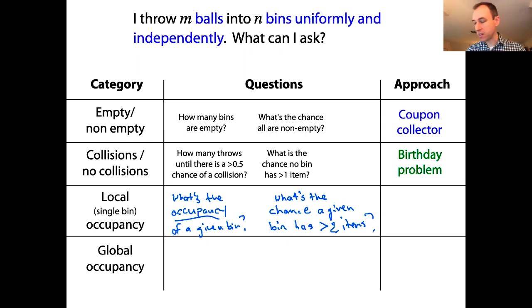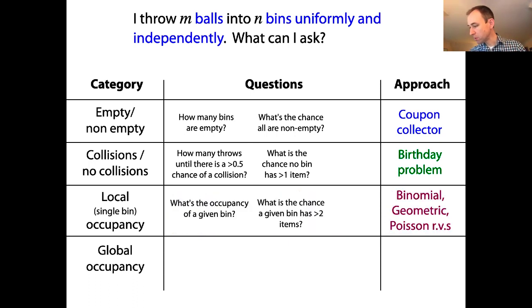For these types of questions, we're generally going to use analysis of some kind of random variable that's just trying to model one bin. That might be a binomial, or it might be a Poisson random variable. In certain situations, it might be a geometric random variable. We'll have more to say about what those types of random variables are later on. But binomial, geometric, and Poisson random variables are very common ways of trying to analyze occupancies of bins or buckets.